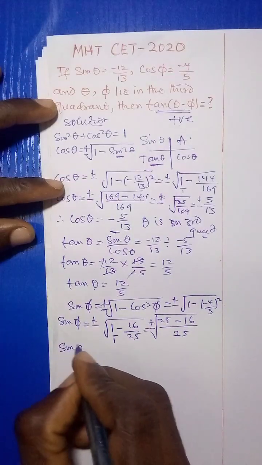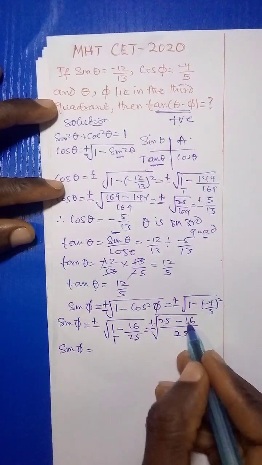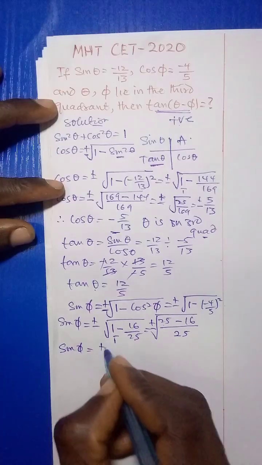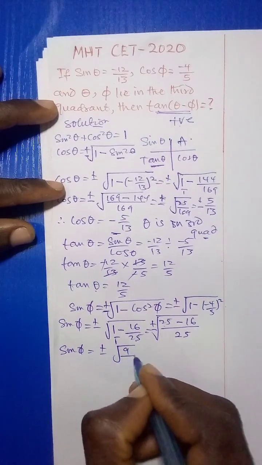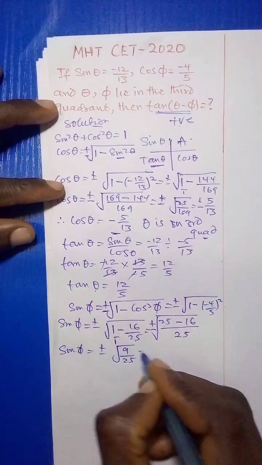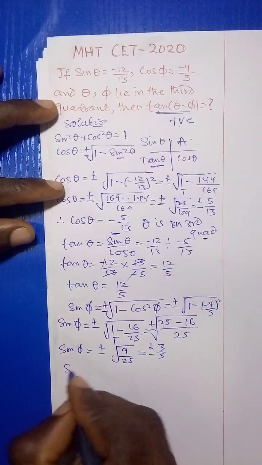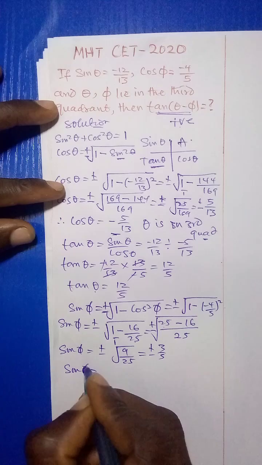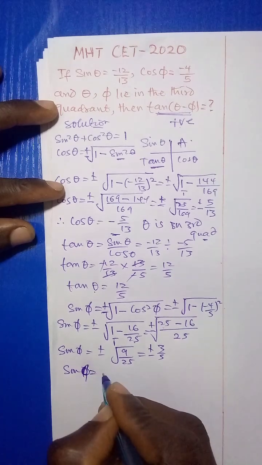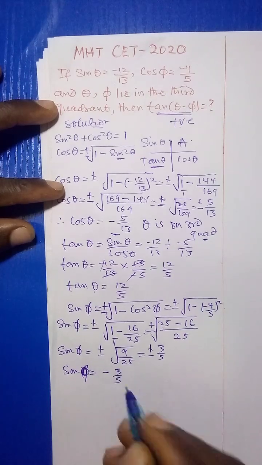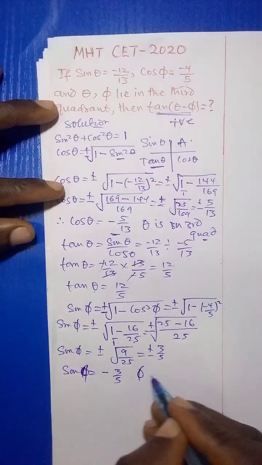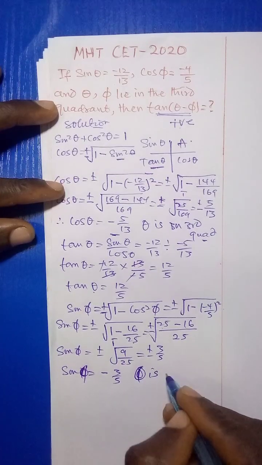Therefore, sine phi will be equal to, 25 minus 16 will give us 9, so plus and minus the square root of 9 all over 25. So we have plus and minus 3 over 5. Again, sine phi is equal to minus 3 over 5. And the reason is that phi is in the third quadrant.